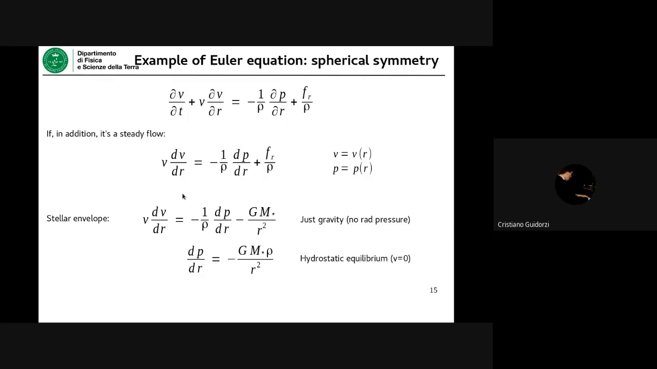And in particular, when you have no velocity at all, so you have hydrostatic equilibrium, so all the fluid is steady, doesn't move, it means that velocity is 0. So the left-hand side of this equation is 0. So you see, you end up with an equation that you should be already familiar with from stellar evolution studies, all the equations that rule stellar evolution.